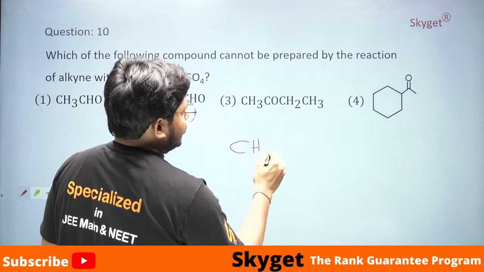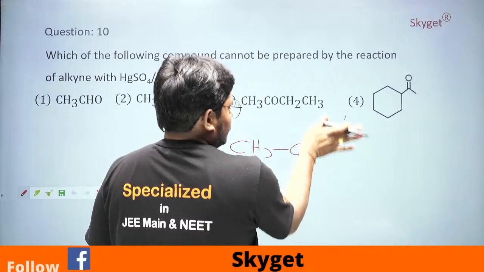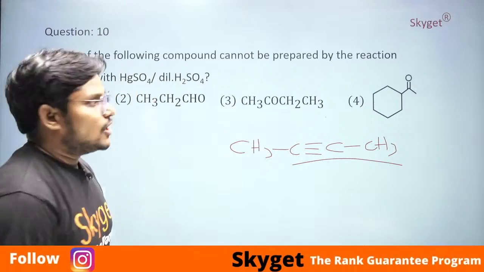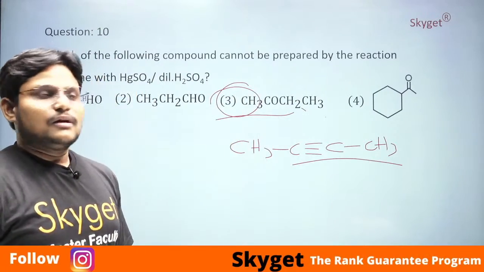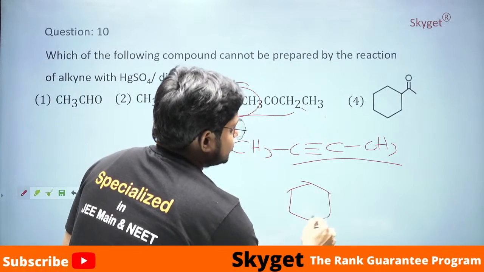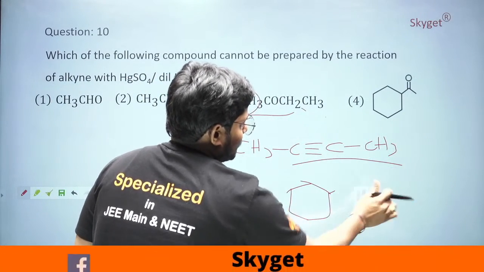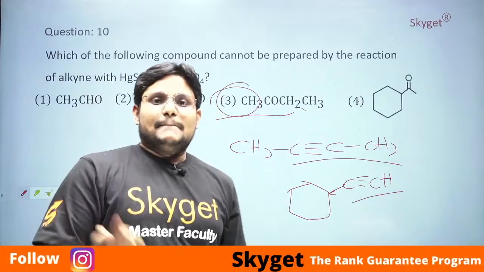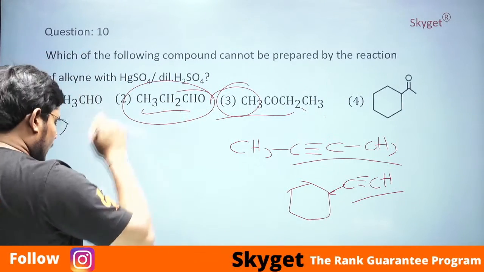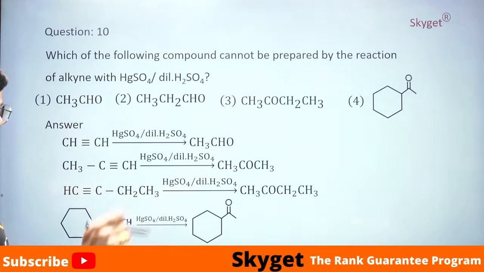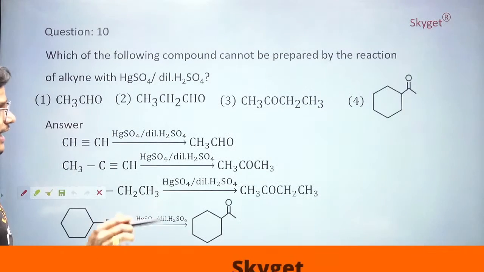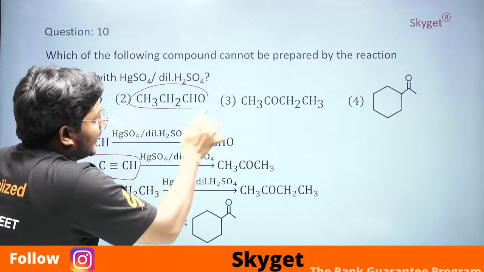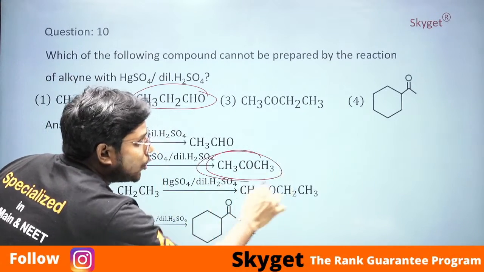Now if you use CH3 triple bond CH3, the compound that you will get is this, students. Then if you use any C triple bond CH, the compound that you will get is this, students. But you cannot get this compound. Why? Because if you take this CH3CCH, you are not going to get an aldehyde, you are going to get a ketone.